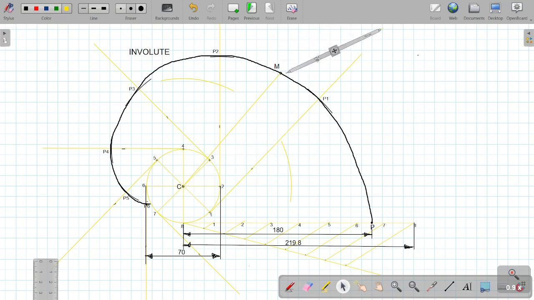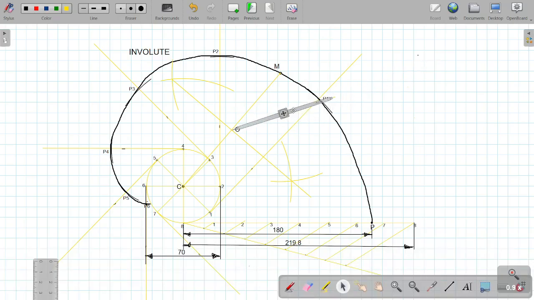Similarly, we will keep this on point M and mark an arc on both sides. And then we will join these 2 points. The point of intersection will be the point O.